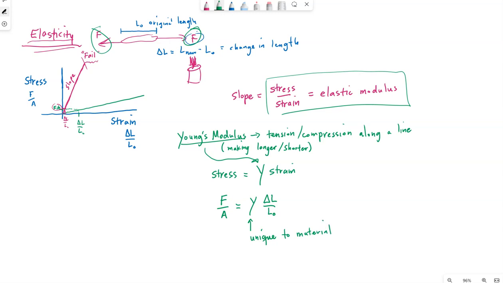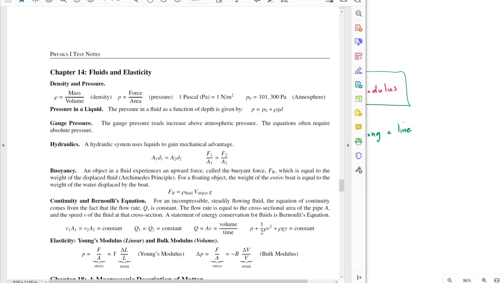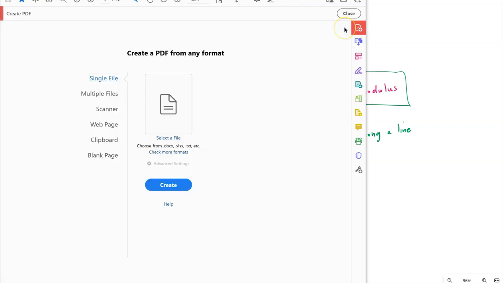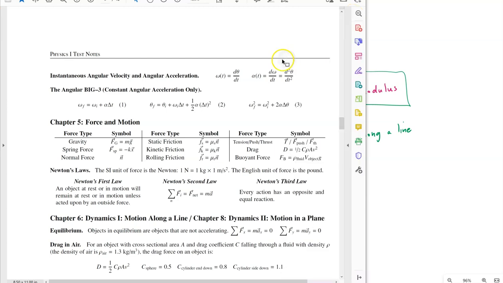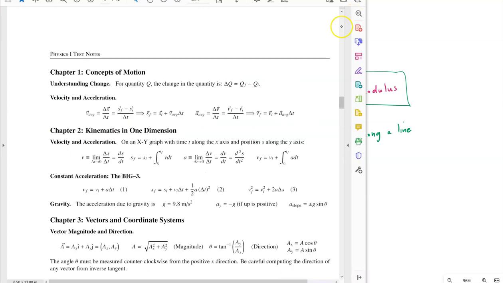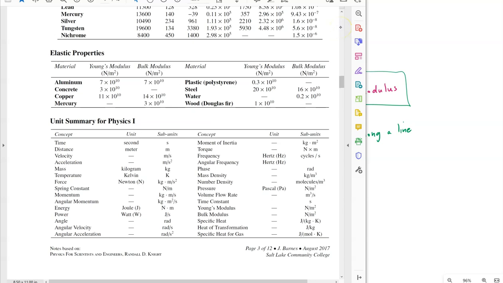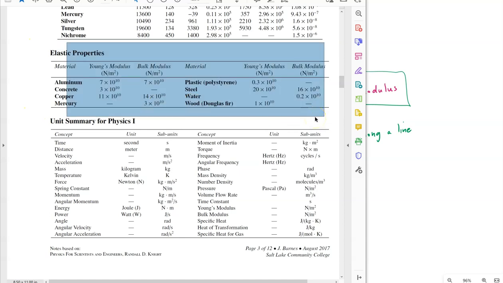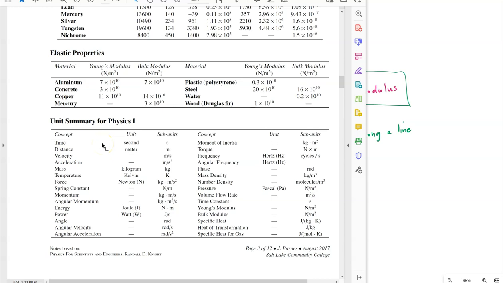So for example, let me jump over here to the test notes. We have a table in here, on page 3 of our test notes. This table has some different Young's modulus values. These are just values that were in the book. So aluminum, for example, has a Young's modulus of 7 times 10 to the 10th newtons per meter squared.